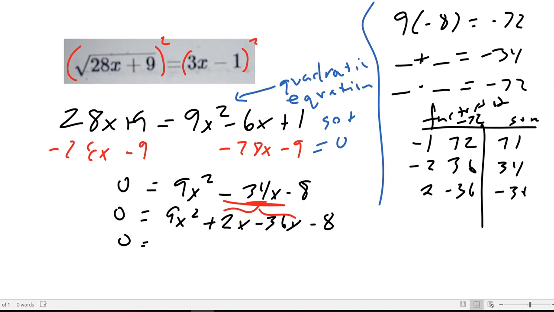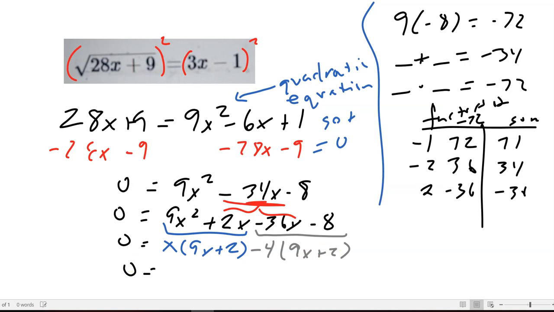Now I'm going to factor out of the first two terms the greatest common factor, which would just be an x. And if I do that, I'm left with a 9x plus 2. Now for the second two terms, I'm going to factor out a negative 4, because that's the greatest common divisor for those. And that's going to leave me with a 9x plus 2. Now please note, we have a 9x plus 2 in both sets of parentheses. So I can factor that out and I get an x minus 4.